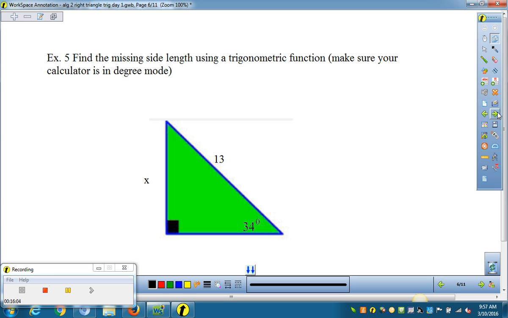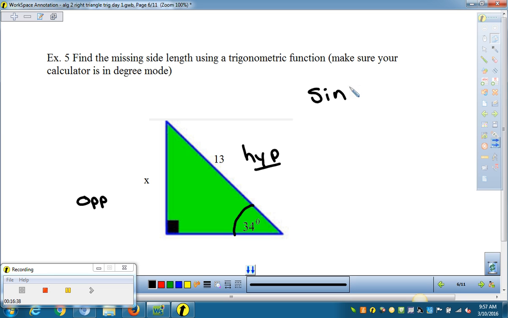Okay, so now this one gives you different pieces. We only have one side. Which side is given? The hypotenuse. And which side are we trying to find? X. If this is the angle I'm talking about, it is opposite. Okay. And which trig function uses opposite and hypotenuse? Sine, right. So we're dealing with sine.